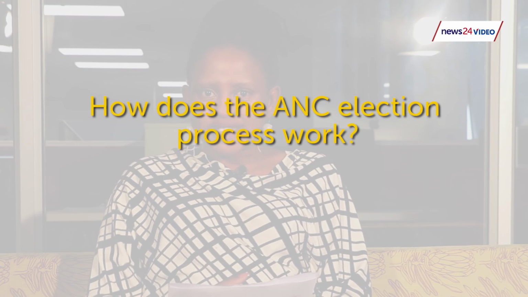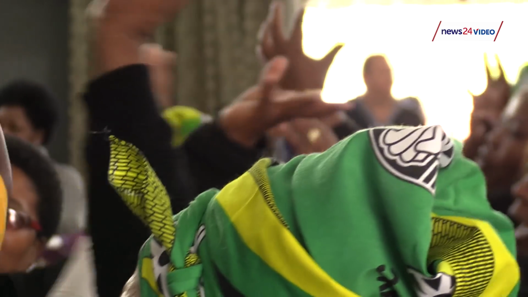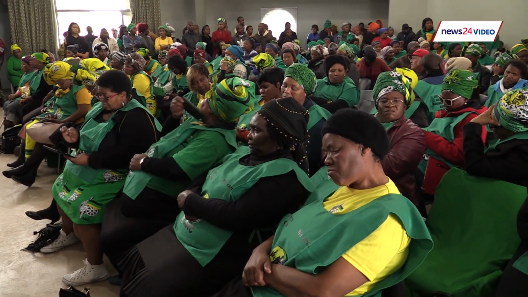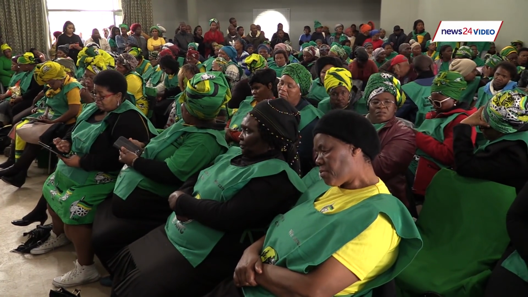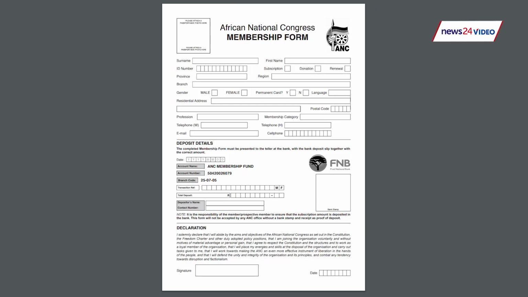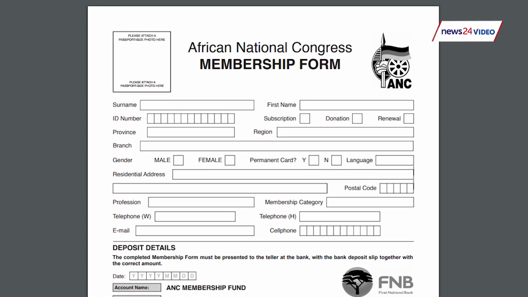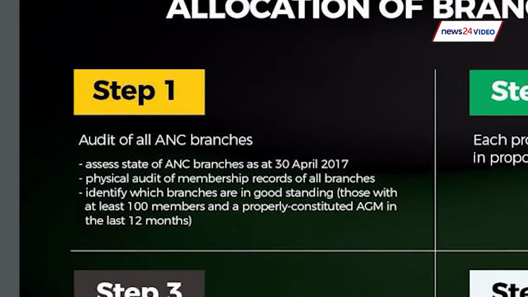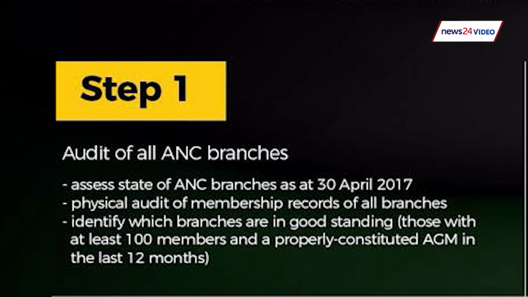It's a bit complex. But the ANC says that the power is in the branches. That means that they are the ones that must decide on party policy, but also more importantly, on who leads the party. So step one of the election process is that the branches are actually audited. This is to determine who are members in good standing. That basically means who are the paid up members of that branch.